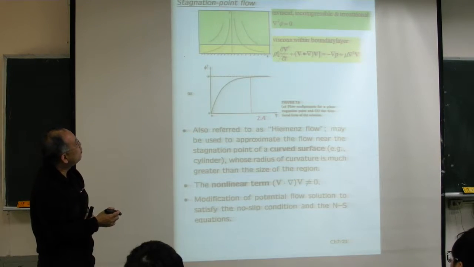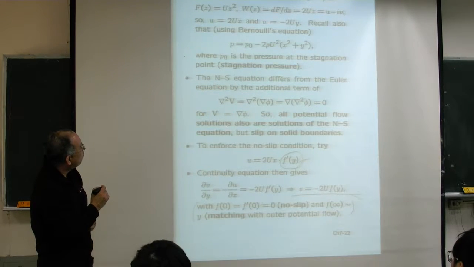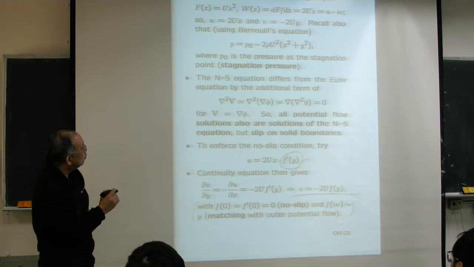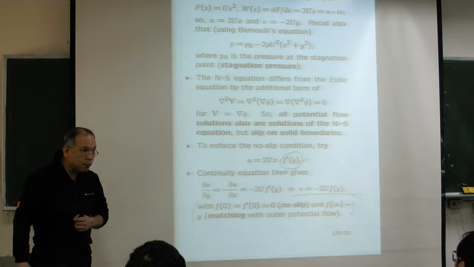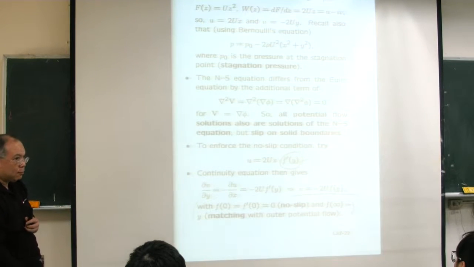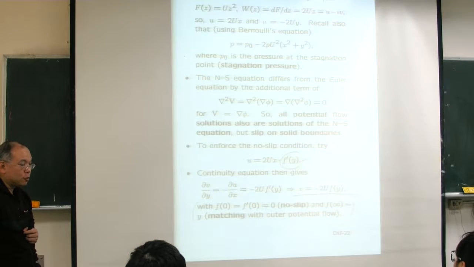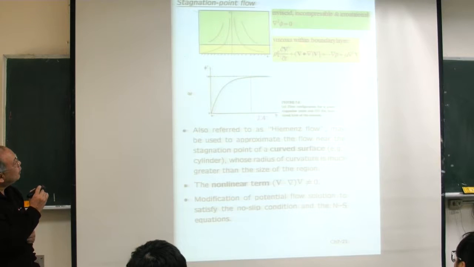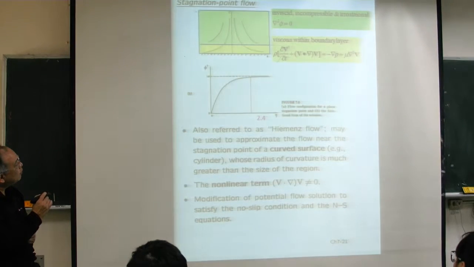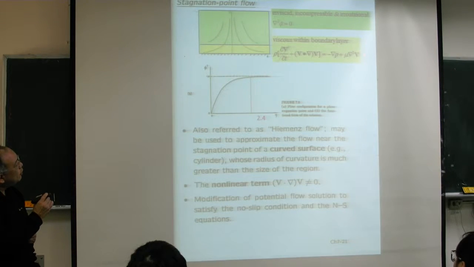The solution form for the potential flow is also the solution form for the Navier-Stokes equation. The equation is the same, but what is different? The boundary condition is different. The solution is the same form, because if you compare this and this, the only difference is this term. And this term also, if you're using V equal to gradient phi, this term also equals 0. It makes no difference, so the governing equation is no different.